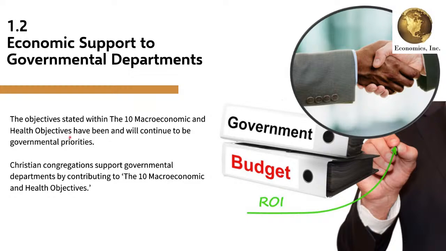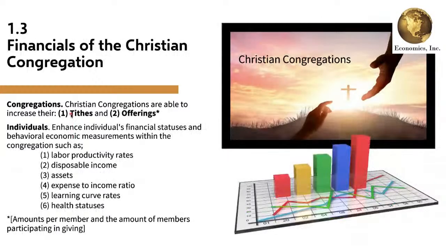Mm-hmm. And so they already have a certain amount of money. They already have a certain amount of staff assigned to them. And so we're just coming alongside and helping them. Mm-hmm. All right, now, how are we going to help Christian congregations and all citizens? Well, here you go. Tithes and offerings will help them with that. And then labor productivity rates, disposable income, assets, expense to income ratio, learning curve, and health status. So that's how we help the congregation and the citizens.